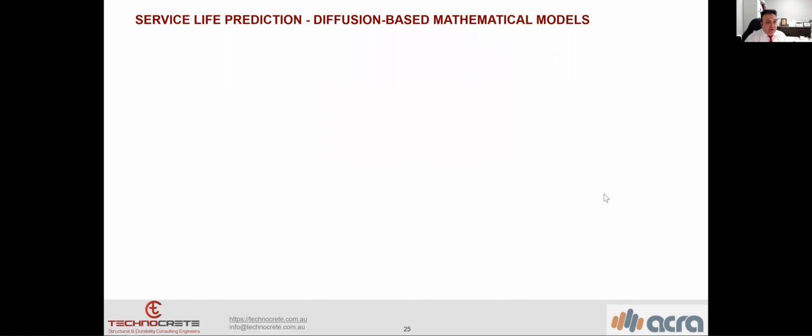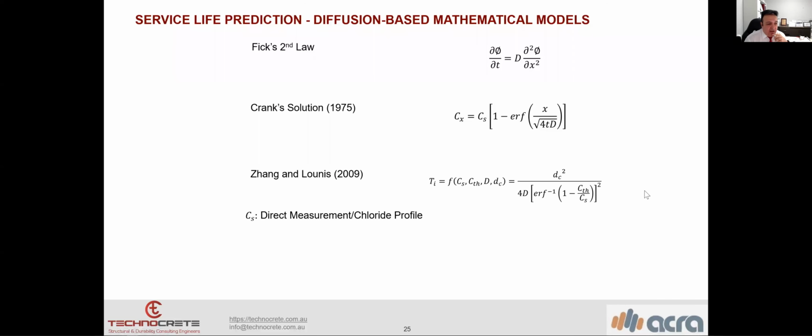Okay, then I think the last one is based on the questions we have. We have design life and we have residual service life of the structure. Design life is at the design stage, but the residual service life is for an existing structure.